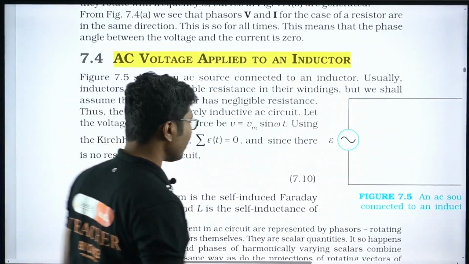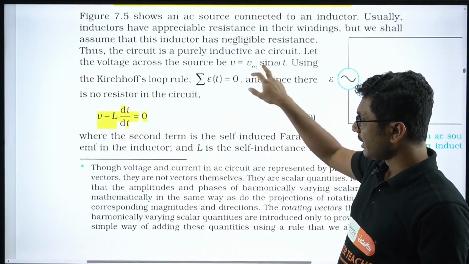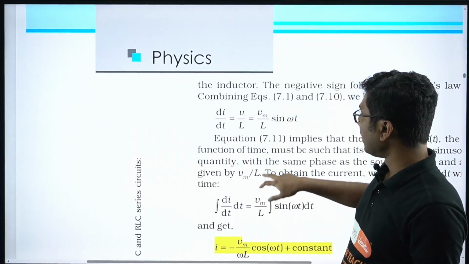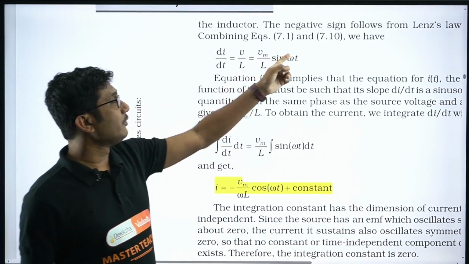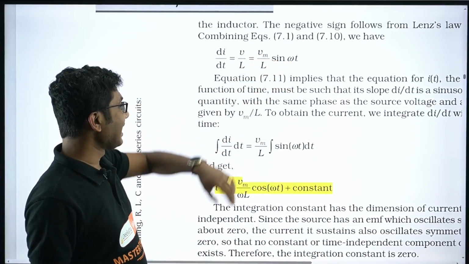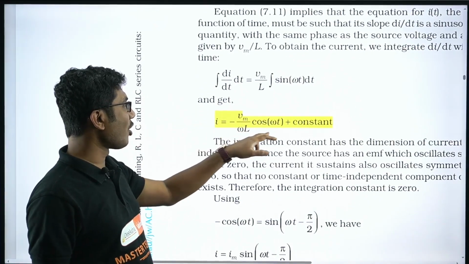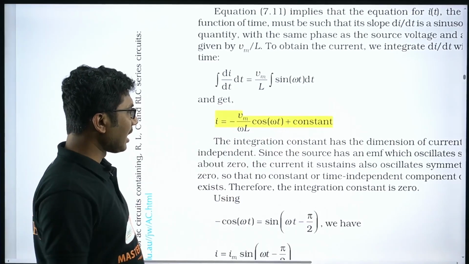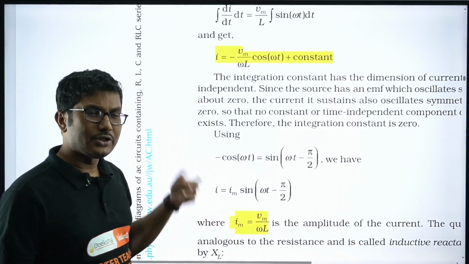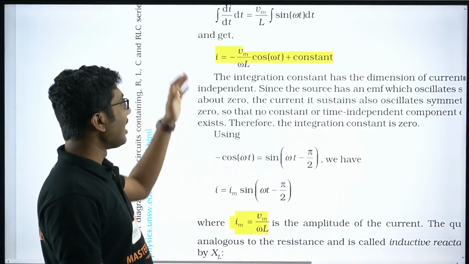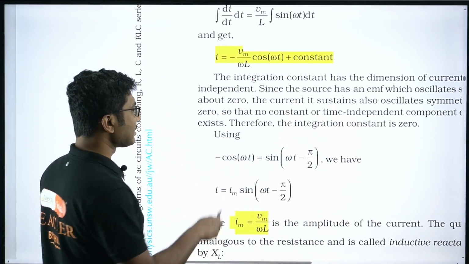AC voltage applied to an inductor. This is an expression, this is a formula. Even though the derivation and explanation is not super difficult here, what you have to do is just put the value and calculate what the current is. Once you find the current, you will get minus Vm by omega L cos omega t plus constant. Okay, now you can put the constant to be 0. If you take the initial value to be 0, starting from 0, it is reaching some value I, then you can make this constant to be 0. But what about this minus cos omega t?